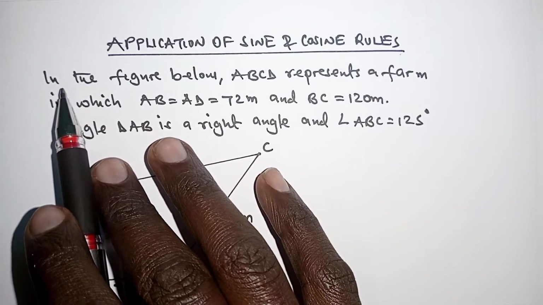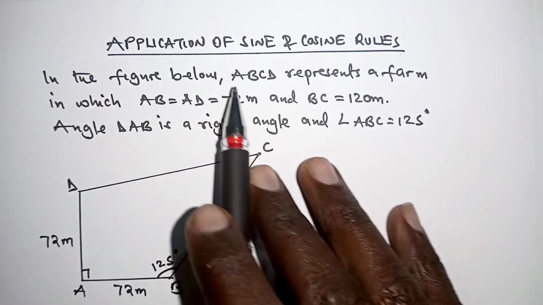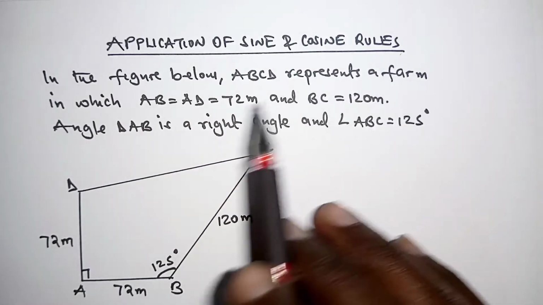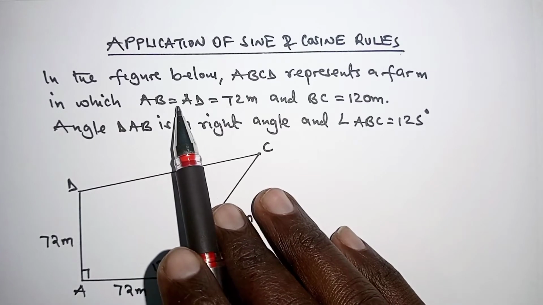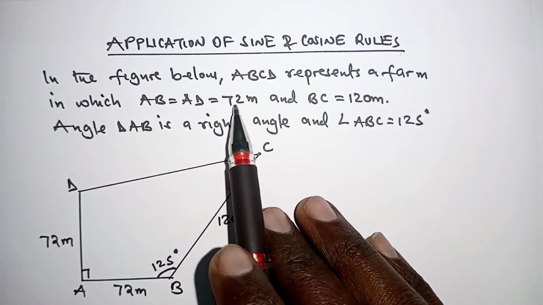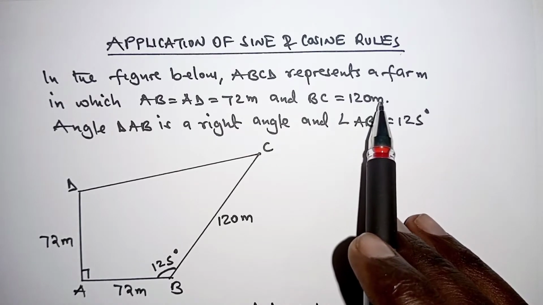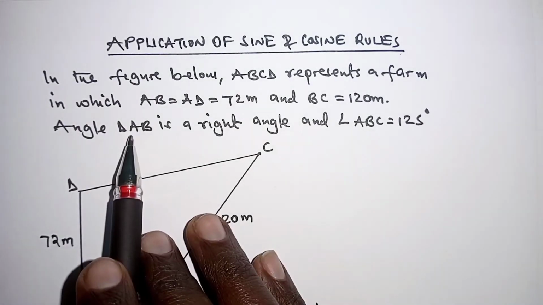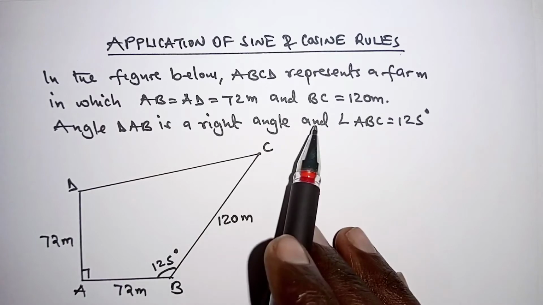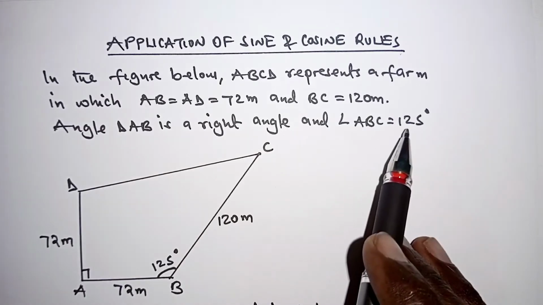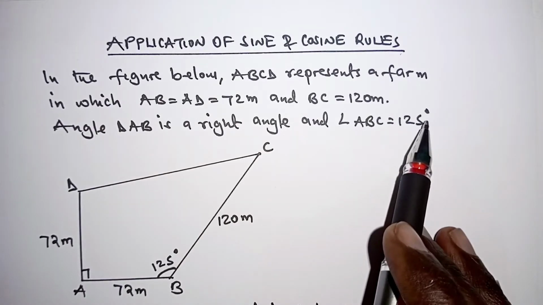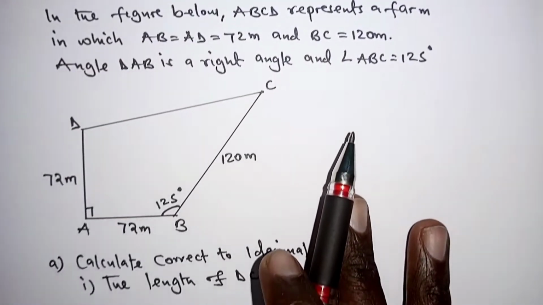The question you have here reads: in the figure below, ABCD represents a farm in which AB is equal to AD, which is equal to 72 meters, and BC is 120 meters. Angle DAB is a right angle, and angle ABC is 125 degrees. So we have the diagram as shown.